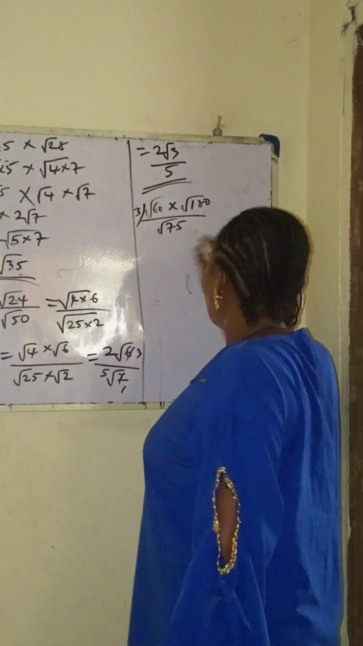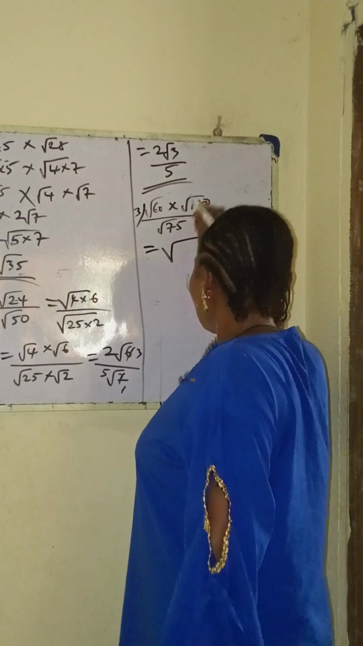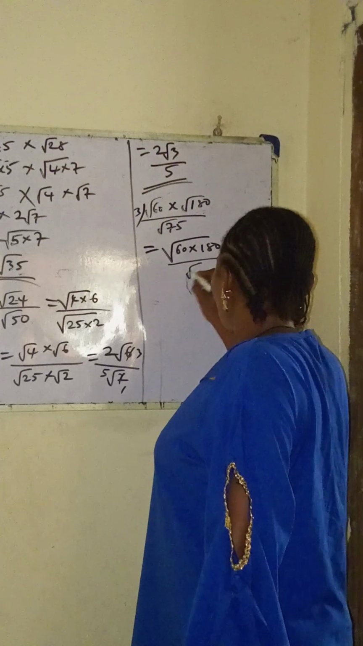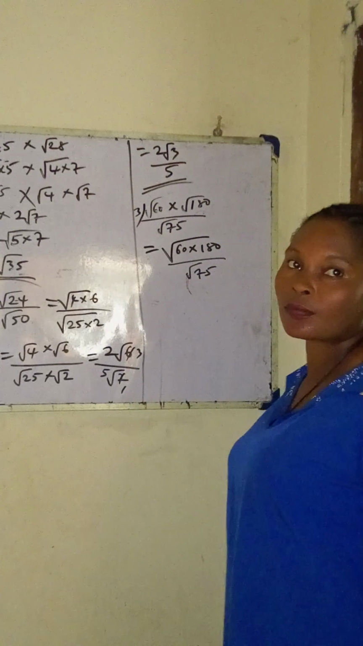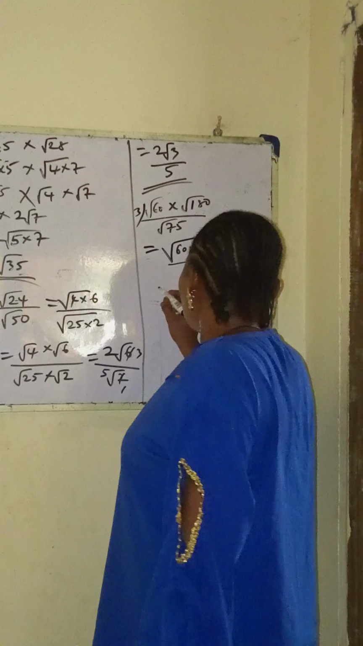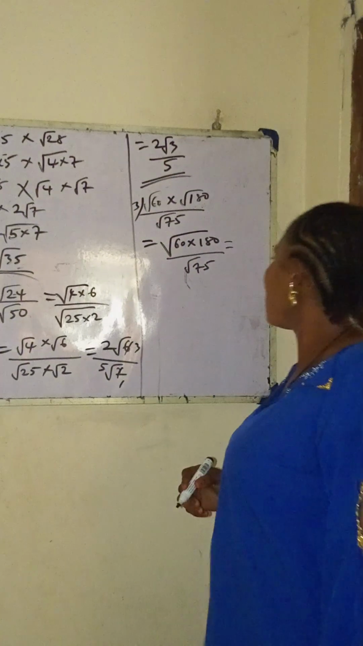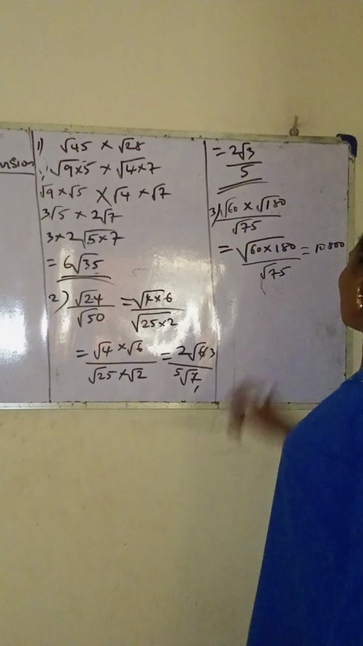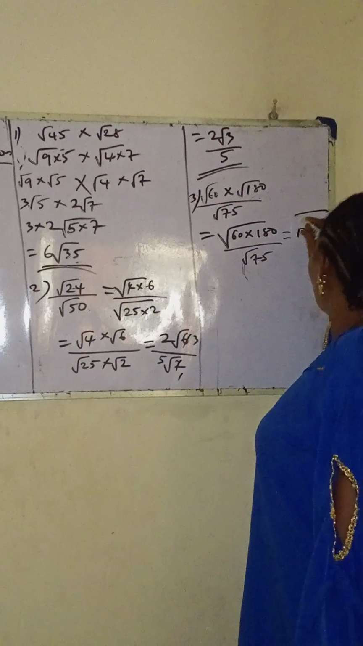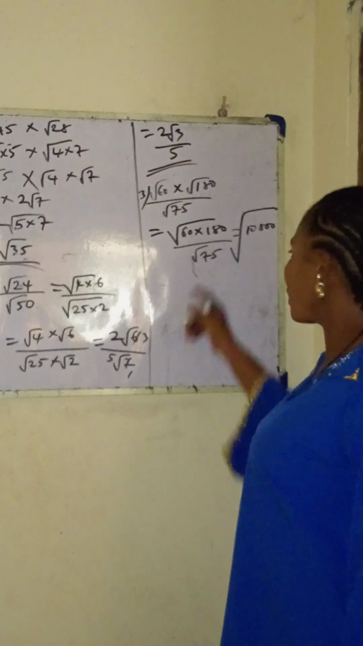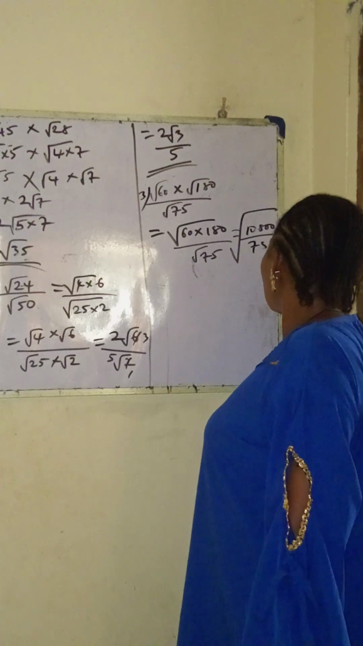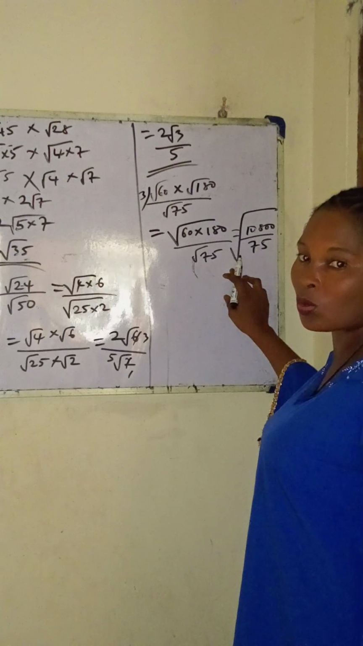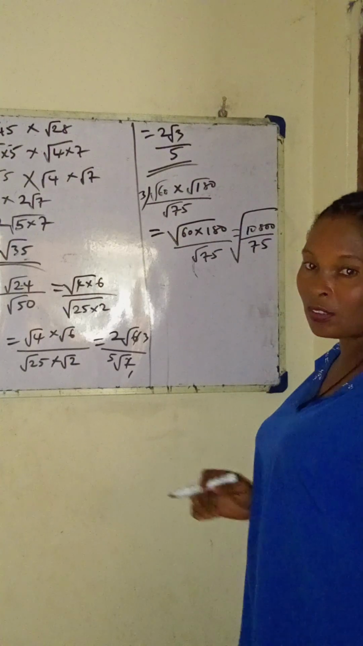So what I'm trying to say is this: I put my root, then I put 60 times 180, then all over √75. So this is the same as saying 60 times 180 will give us what? 10,800. Bring down your overall. I want to make it one single root, so as we carry everything, then all over 75. I'm making this one single square root, going over the numerator and the denominator.